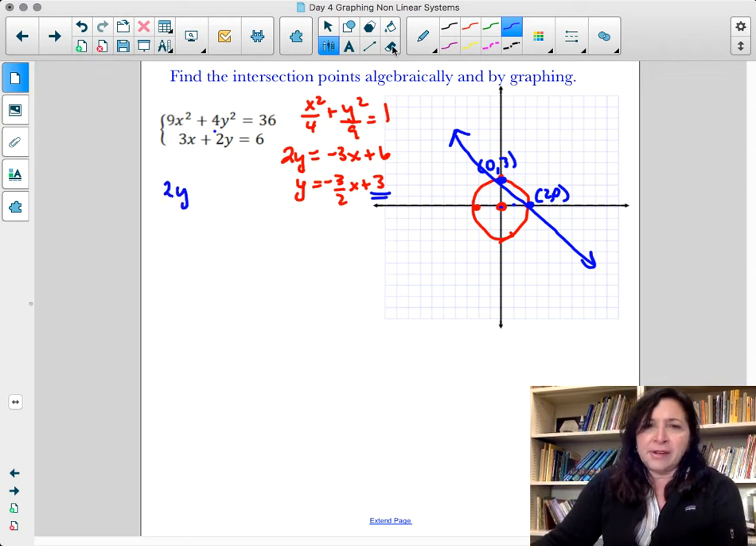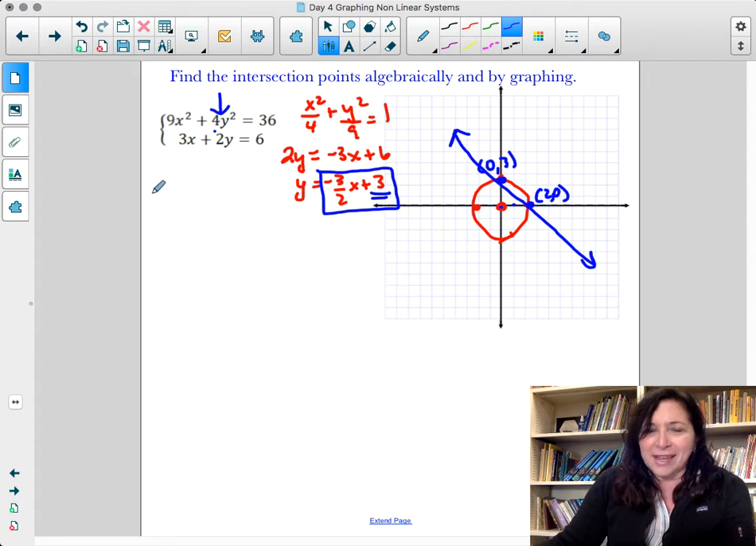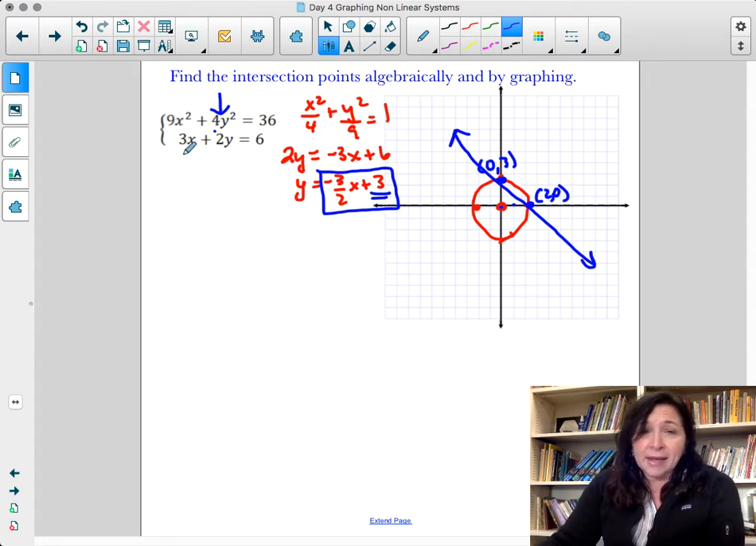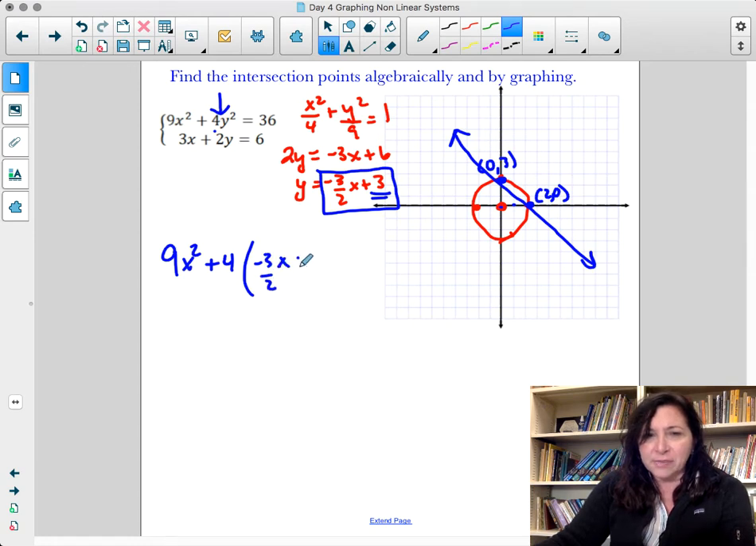So I'm going to plug in this equation here for y into the other equation right here for y. I would say to divide everything out, but nothing's going to cancel. So anyway, I'm going to plug that in. So in doing that, I'm going to have 9x squared plus 4y squared, that's y. So that's going to be negative 3 halves x plus 3, quantity squared equals 36.